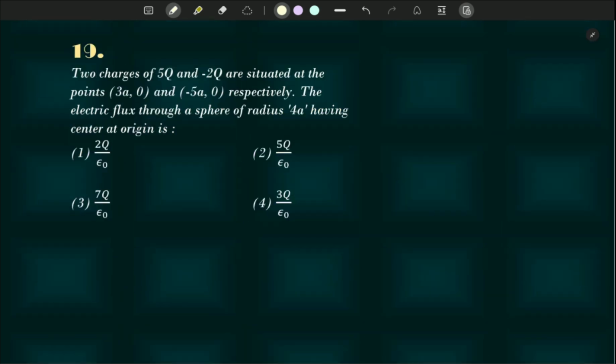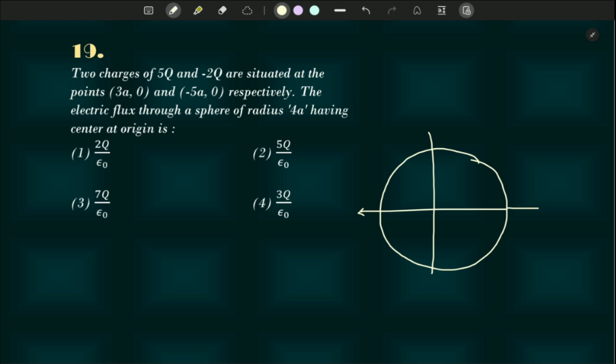Question number 19. Two charges of 5q and -2q are situated at the points (3a, 0) and (-5a, 0) respectively. The electric flux through a sphere of radius 4a having center at origin. So let me draw the sphere. This is our coordinate system. This is our origin, and the center of this sphere is the origin. 5q is situated at (3a, 0). Definitely this point will be (4a, 0) because the radius is 4a. So this is the 5q charge at (3a, 0), and -5a will be somewhere here. Here I have the -2q charge.